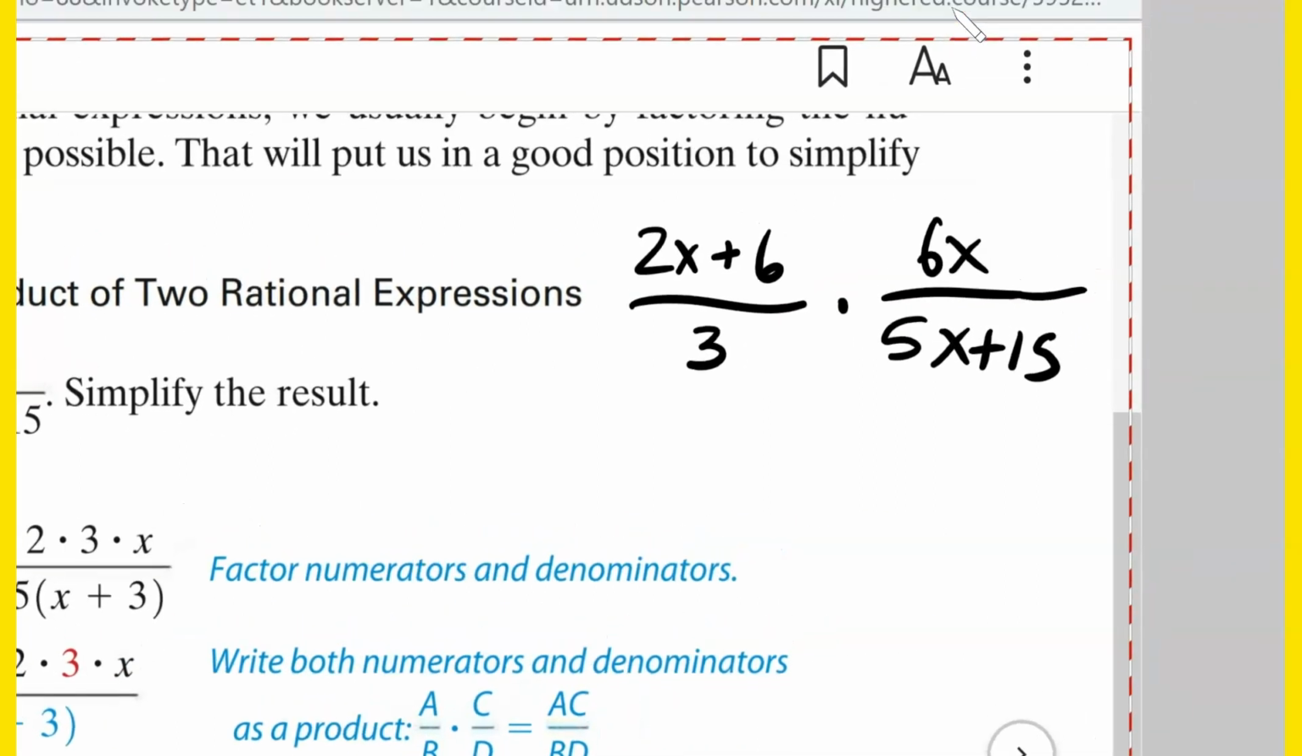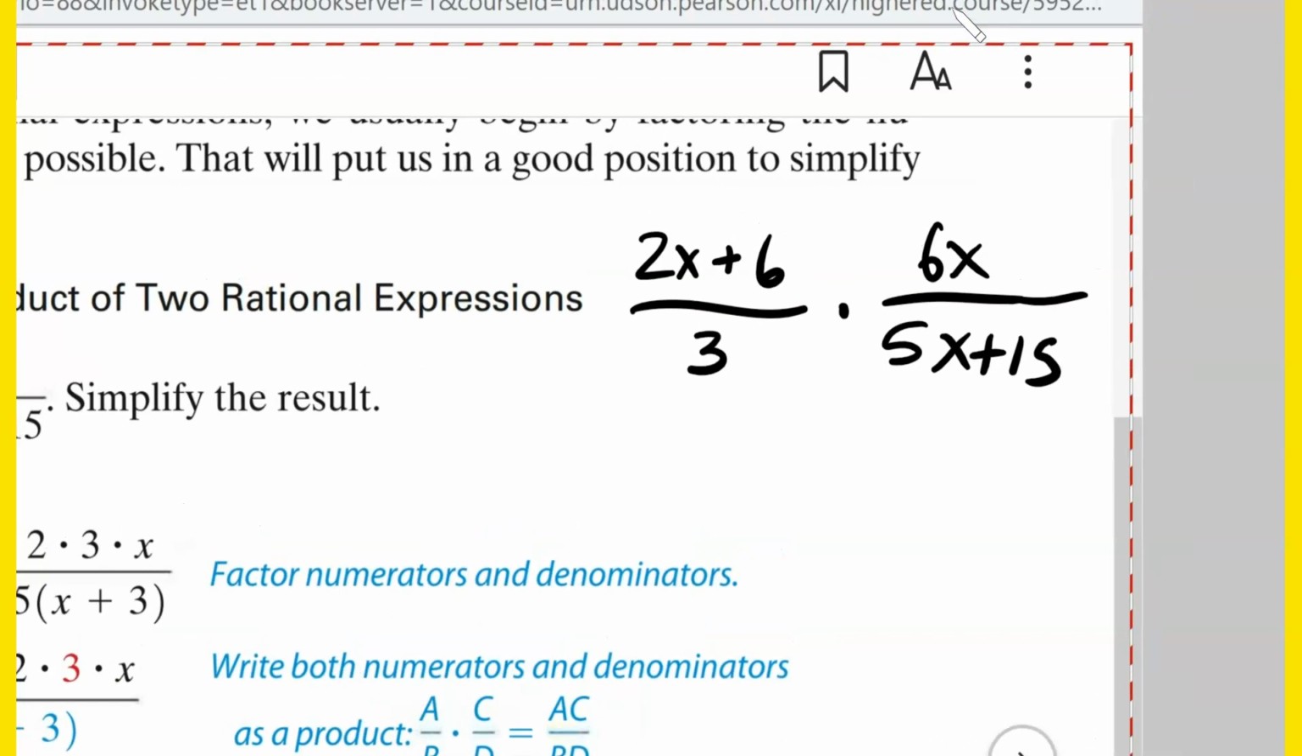Remember what I said. If there are pluses and minuses involved here, what should you do first? If there are pluses or minuses involved, you should factor first. Factor everything on top that you can factor. Factor everything on bottom that you can factor. Okay, so I'm going to do that. In fact, let me get more room.